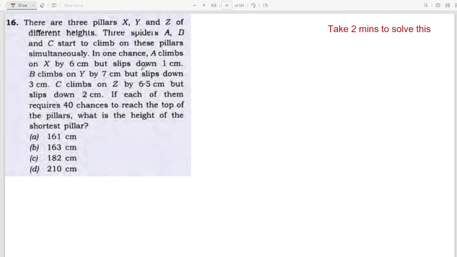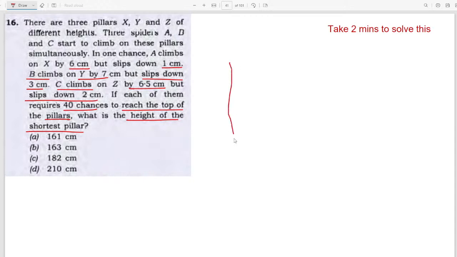We'll see how to go about this question here. There are 3 pillars, X, Y, and Z of different heights. 3 spiders A, B, and C start to climb these pillars simultaneously. In one chance, A climbs X by 6 centimeters and then slips down by 1 centimeter. B climbs Y by 7 centimeters but slips down by 3 centimeters. C climbs Z by 6.5 centimeters but slips down by 2 centimeters. If each of them requires 40 chances to reach the top of the pillar, what is the height of the shortest pillar?